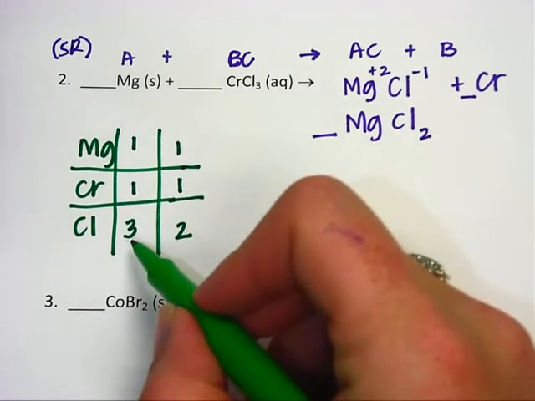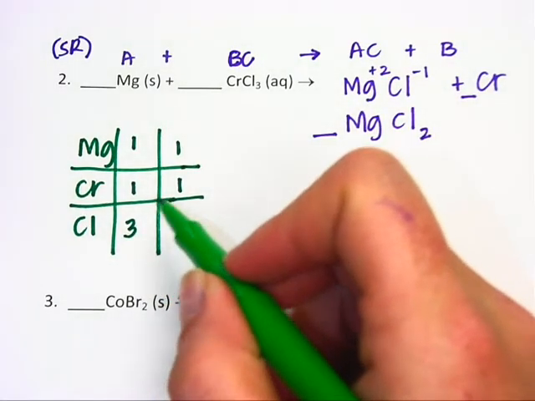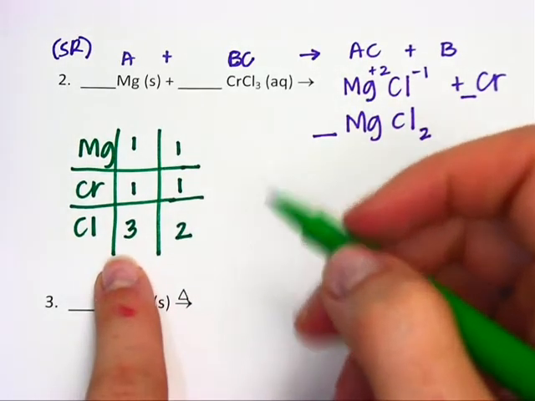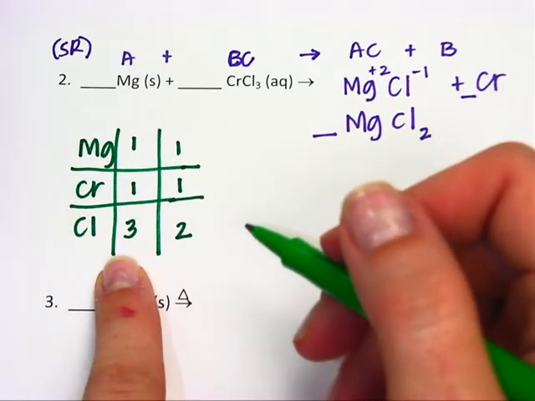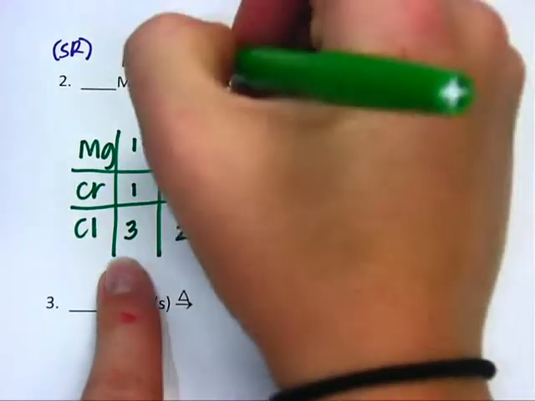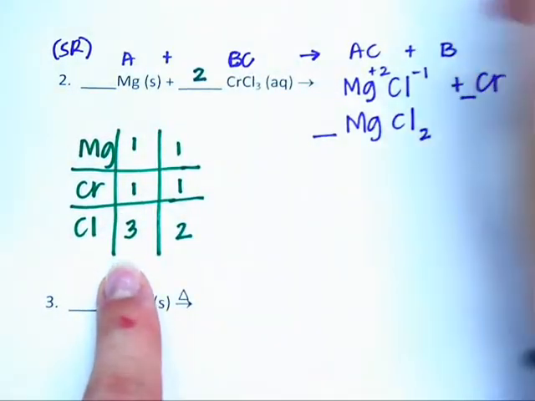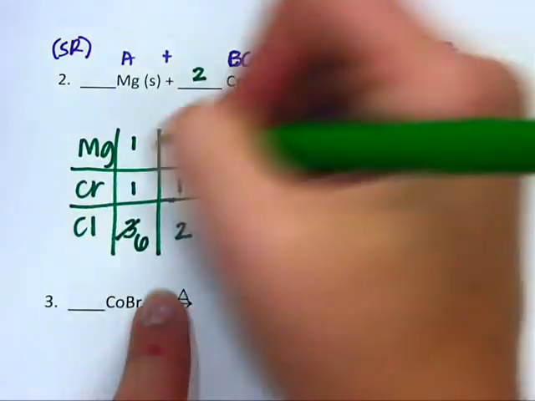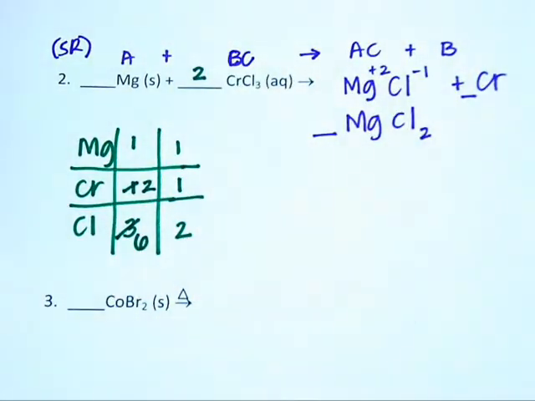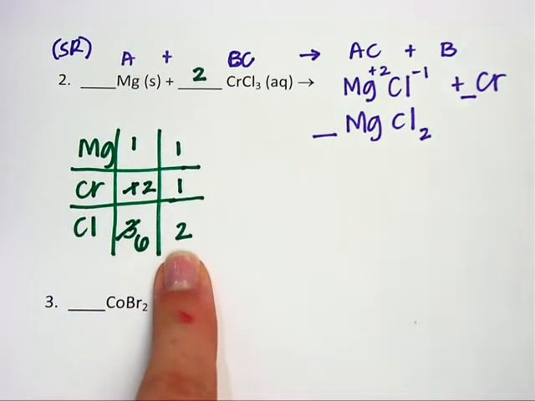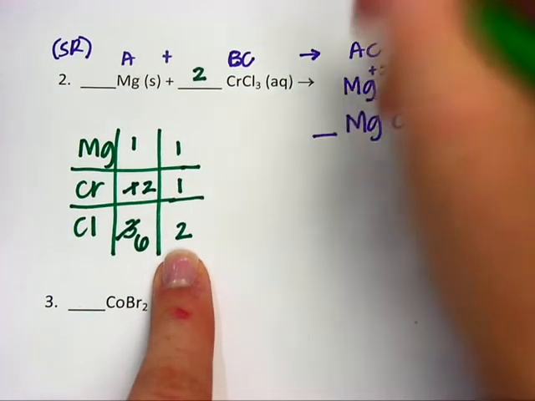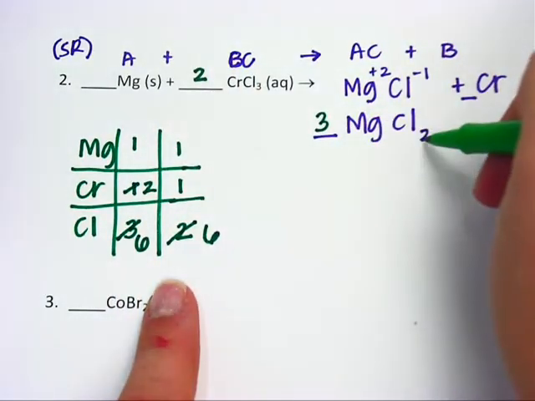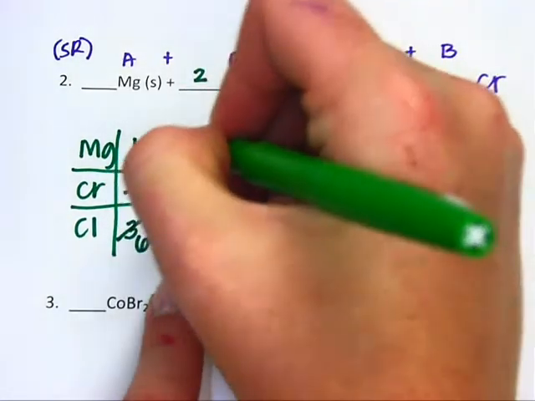If I can't multiply and get 3 to become a 2, and I can't get 2 to become a 3, what I'm going to do is multiply the 2 together to get 6, which means I'll need 6 chlorines on both sides. So I'll find the chlorine on the left. 3 times 2 gives me 6, and that will update everything next to it. So this chrome will now have 2. Then I'll do the same thing on the right. To get 2 to become a 6, I need to multiply by 3. That gives me 6 chlorines and 3 magnesiums.